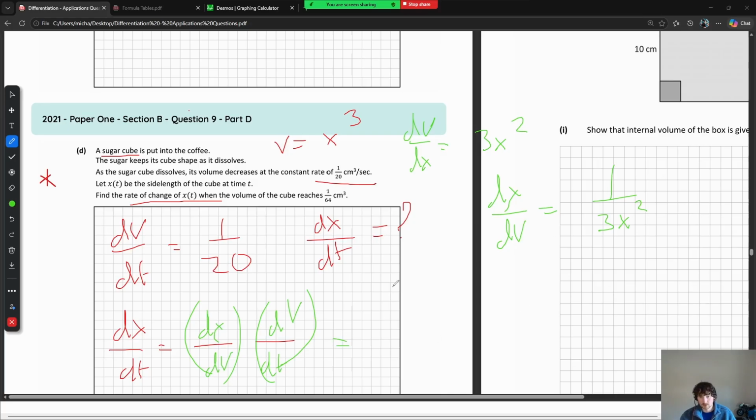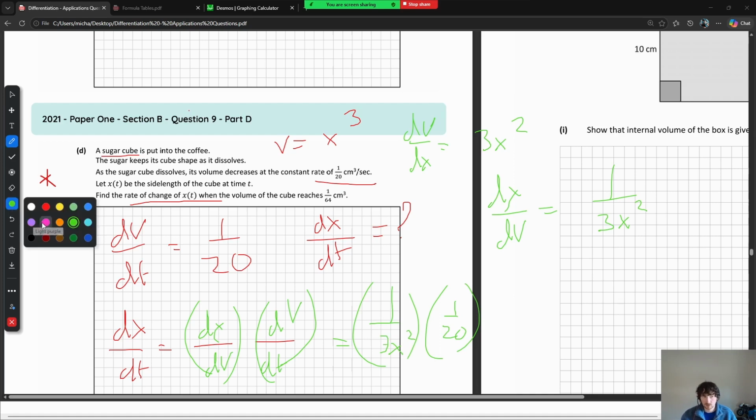And so you just need a value for x then. I'll just sub this in here because the question's basically done. 3x squared multiplied with this thing, which is 1 over 20. This looks messy, but I just don't care because we've done loads of these. They give us the volume, but that's enough information for us to work back to x. So if the volume is 1 over 64, we just sub that into V equals x cubed. And you can see then that you take a cube root to the other side, x is 1 over 4.